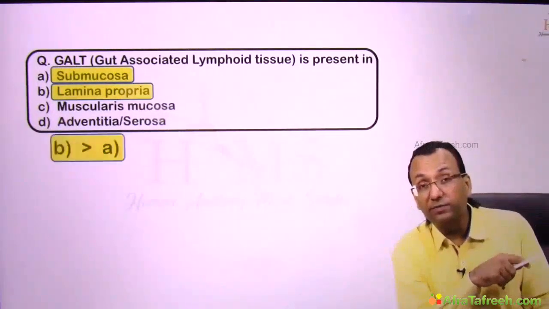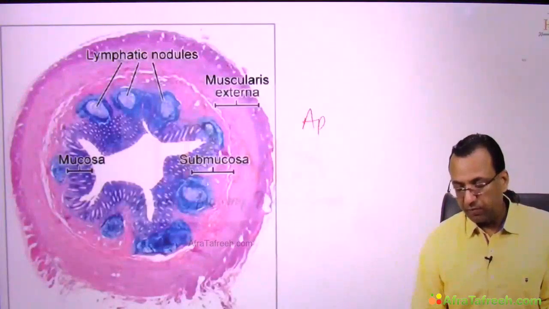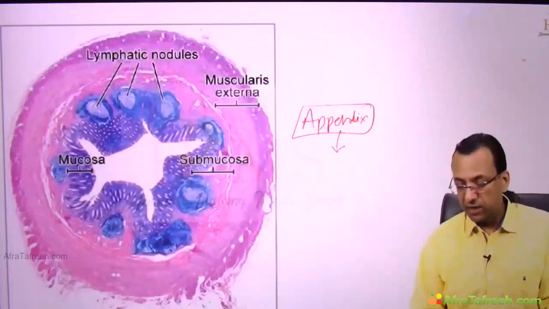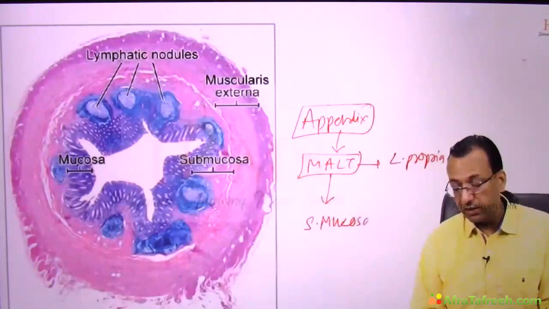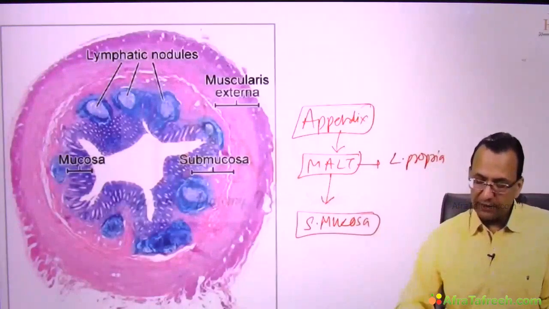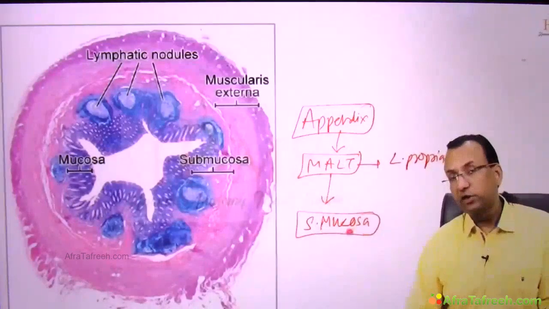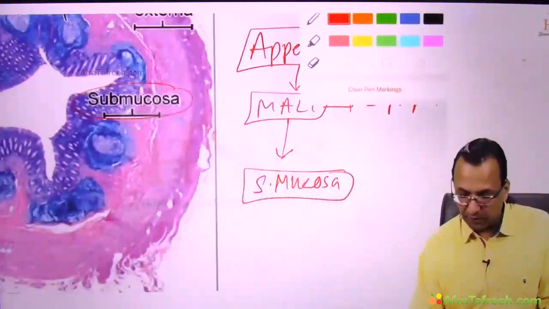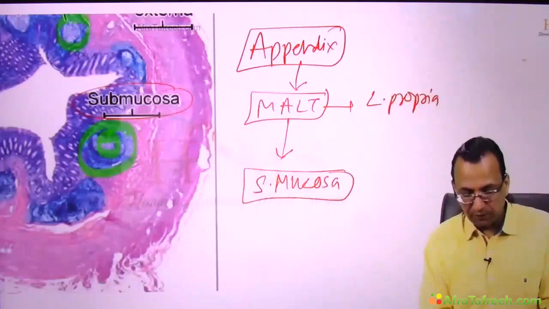And let us look at the details now. As you're looking at the details, you will see this is the appendix, vermiform appendix. If you say this is vermiform appendix, this is one place where you find that MALT is not only present in the lamina propria, but it is also encroaching into submucosa, which is actually a rare finding. Can you see that? This is submucosa, and in the submucosa you are finding a lymphoid follicle.